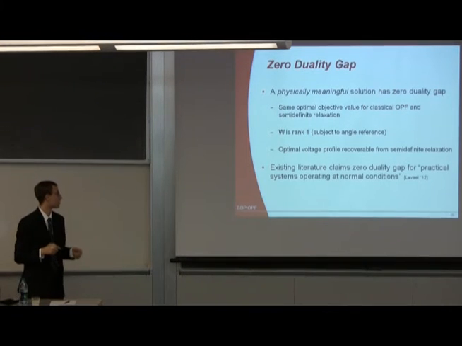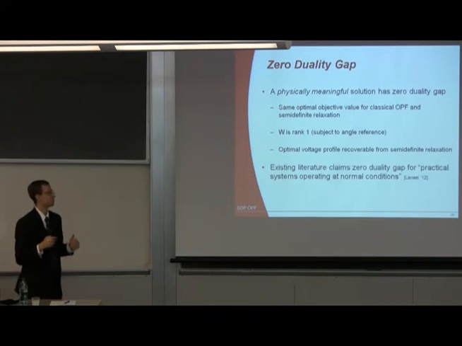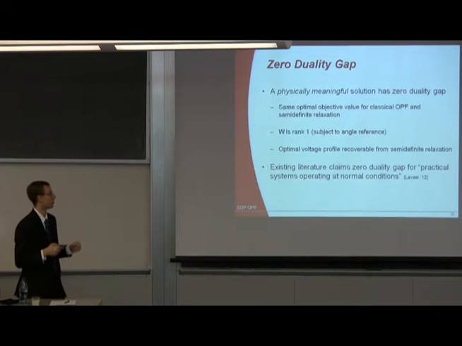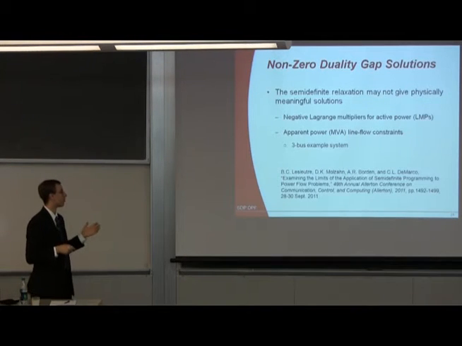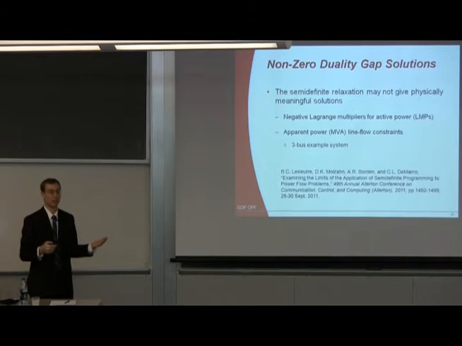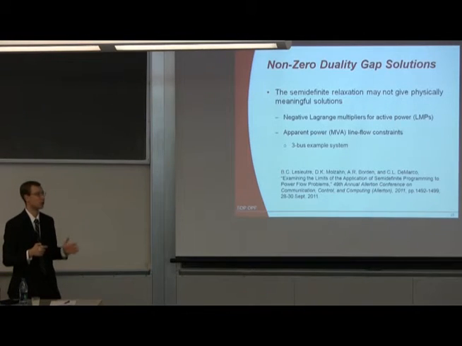And our first contribution is in regards to some of the existing literature, which was overly optimistic on this point, where they claimed that practical systems operating at normal conditions will always satisfy this condition. In other words, the relaxation will always work. So what we showed is for some situations where we have negative Lagrange multipliers for active power, in an electricity market context, this would be cases where you have negative prices, which are uncommon. What that actually means is you're being paid to consume power, but do occur. That situation can result in this relaxation not being tight. And also, if you have sufficiently tight line flow constraints, the relaxation runs into some problems. And we came up with a simple three-bus system that shows this.